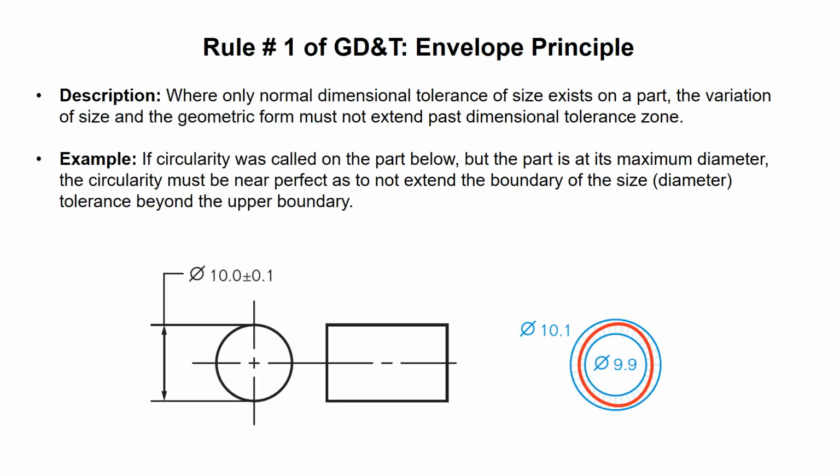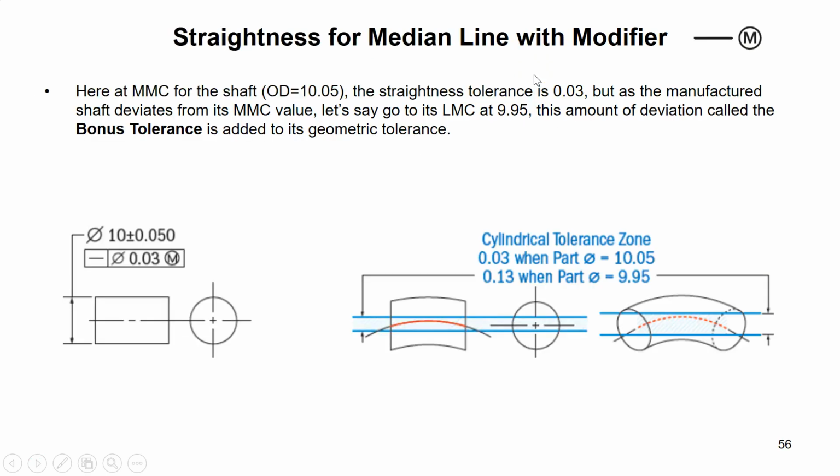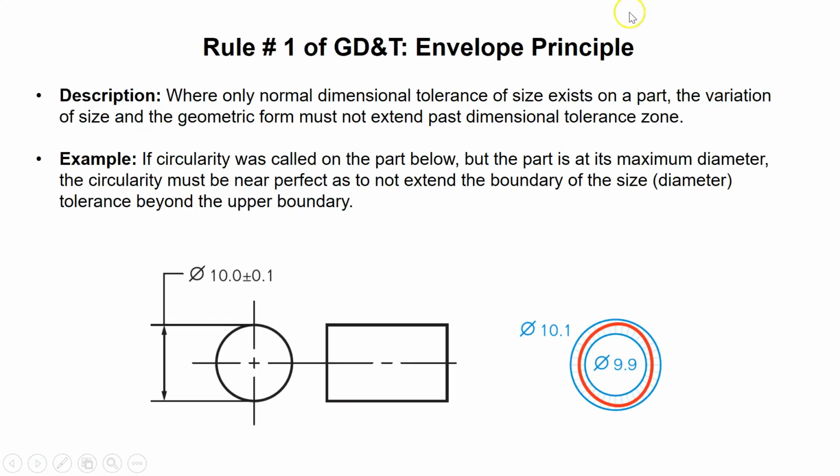Now let me tell you what that means. But before that, I need to talk about what we call rule number 1 of GD&T, or the envelope principle. So let me explain that, and then we're going to see different scenarios for modifiers like MMC with straightness, with flatness, and so on and so forth. So let me first explain the envelope principle. What does that mean? Let me read it and then I explain it.